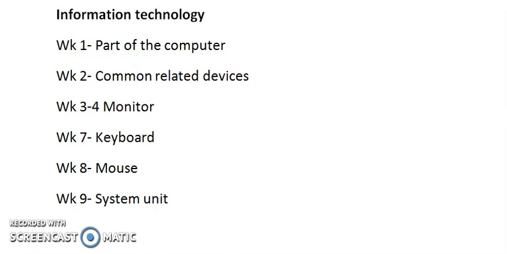These devices have 2 things particularly in common. Most of them have screens which they use to bring out their outputs, and they also have buttons which they use to take the input. So most ICT devices have 2 things in common: the screen and their buttons.